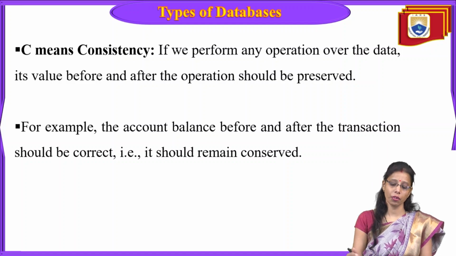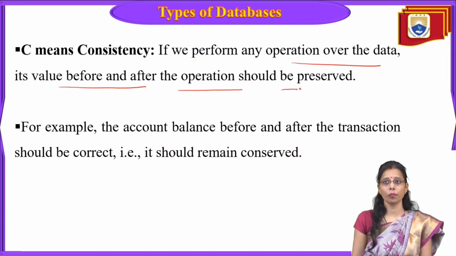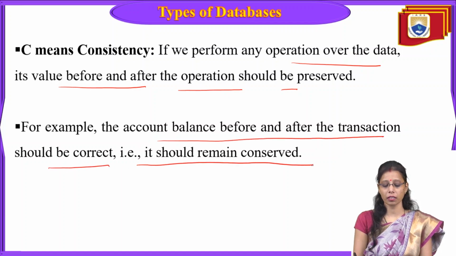What is consistency? If we perform any operation over the data, its value before and after the operation should be preserved. For example, the account balance before and after the transaction should be correct, that is, it should remain conserved. So in this example, if you want to check the transaction account balance, it will show you that the data remains conserved.